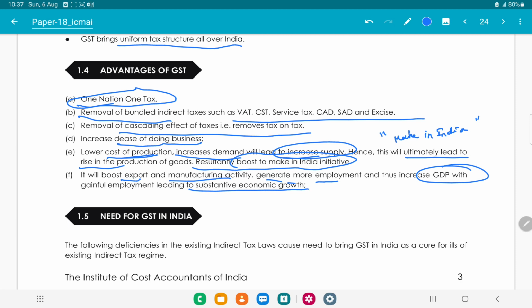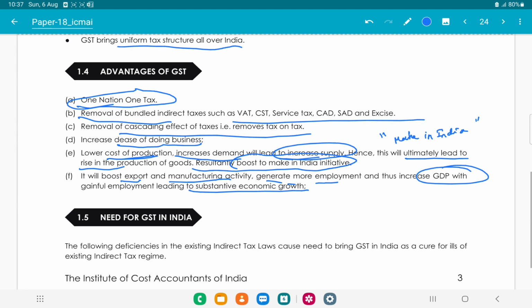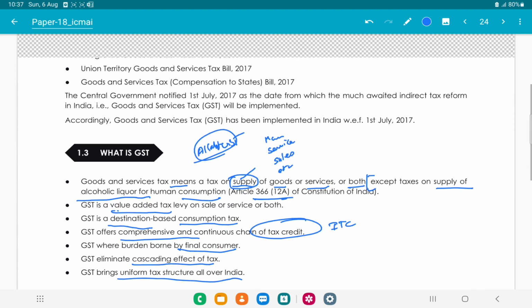substantive economic growth. So advantages of GST are one nation, one tax, removal of burden of indirect taxes like VAT, CST, service tax, excise duty, SAD, CAD, removal of cascading effect of tax, increased ease of doing business, boost to Make in India, and substantive economic growth. So these are the advantages of GST.